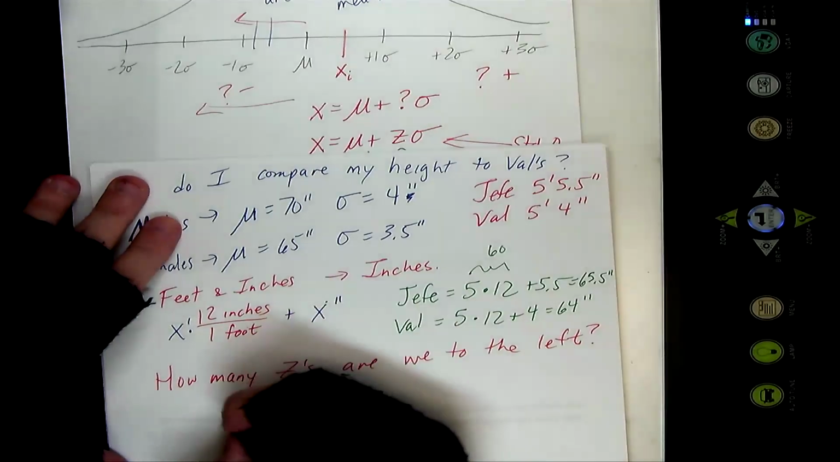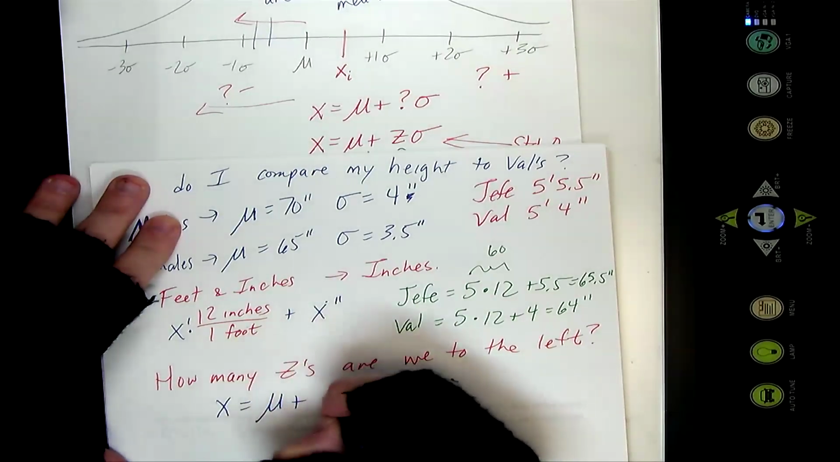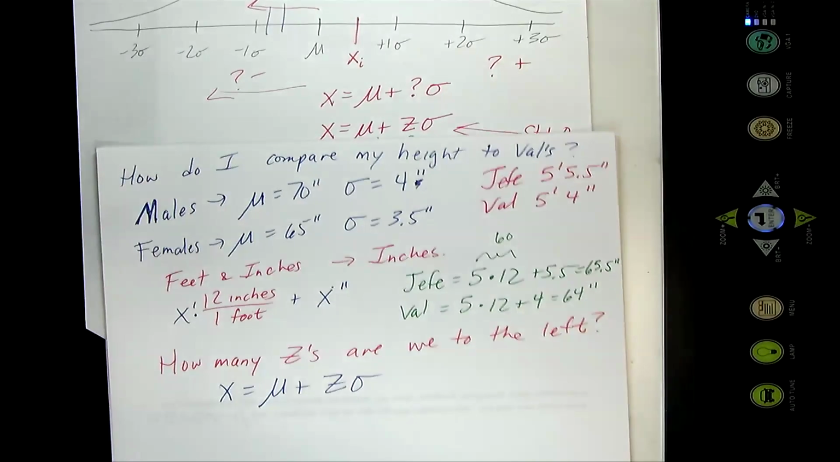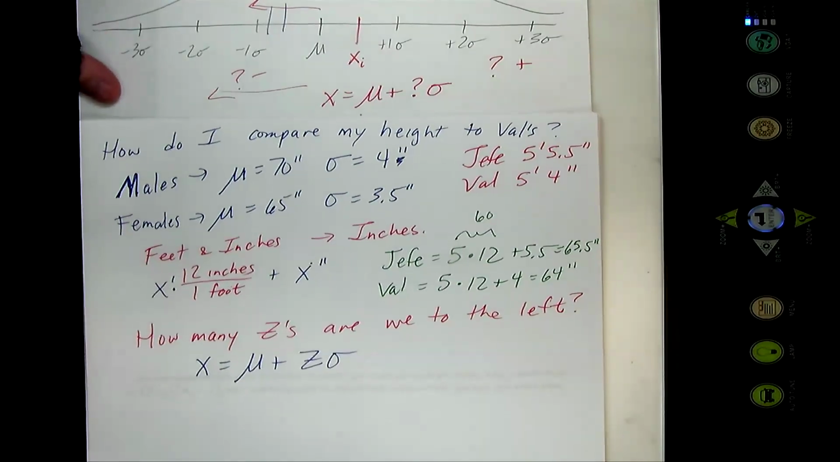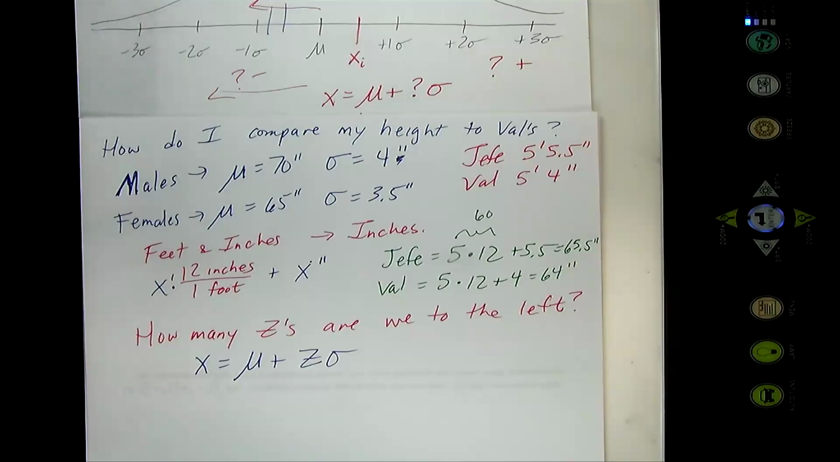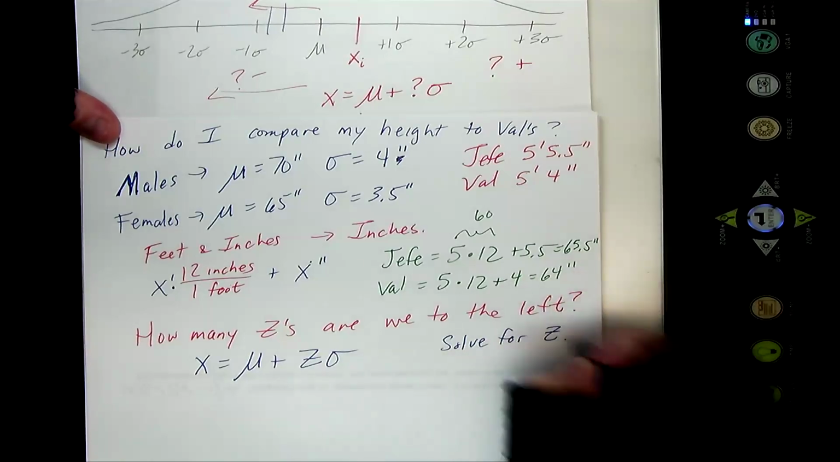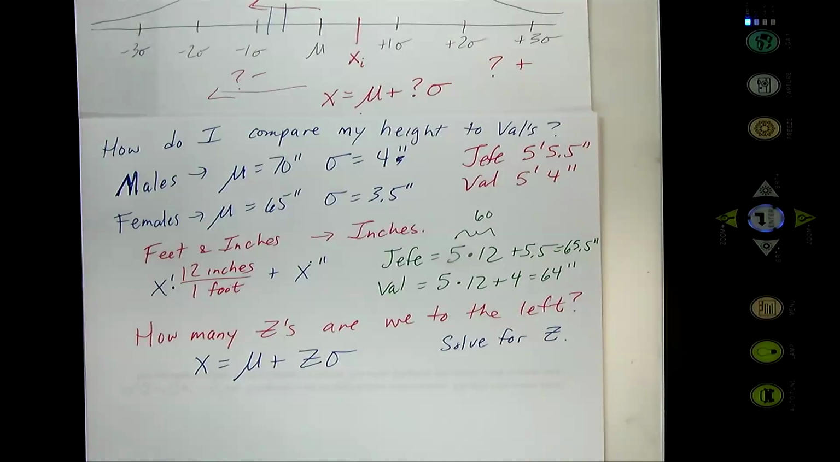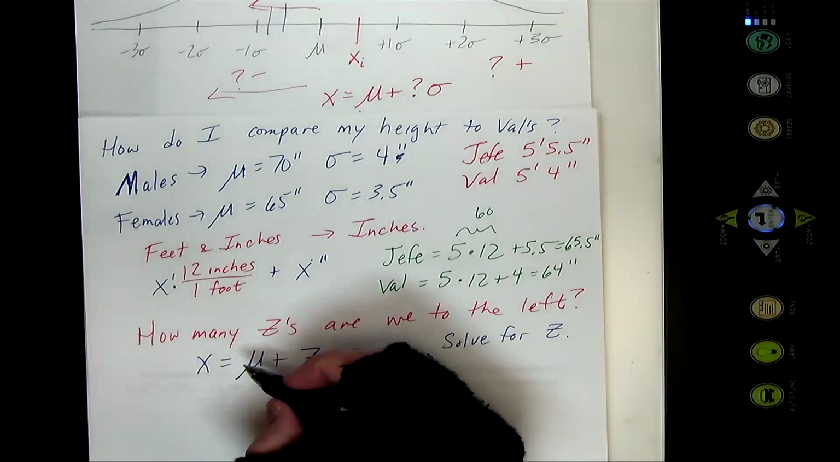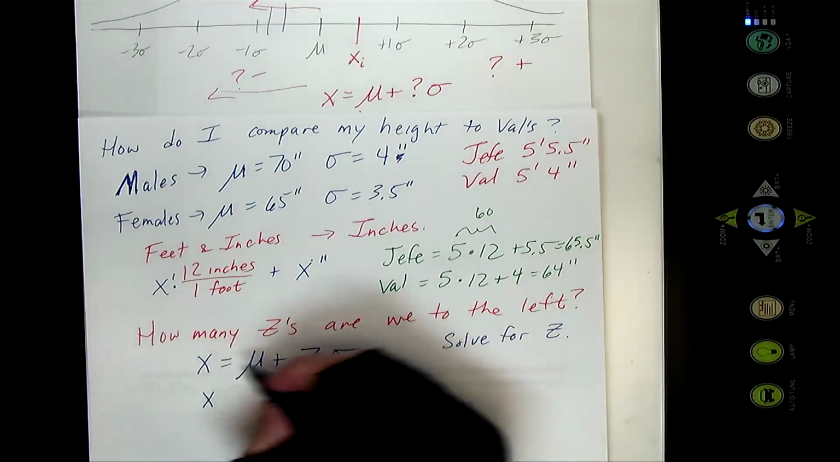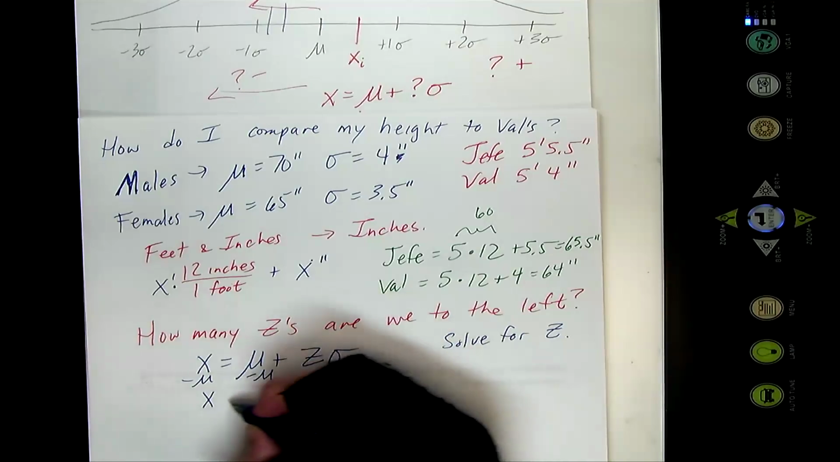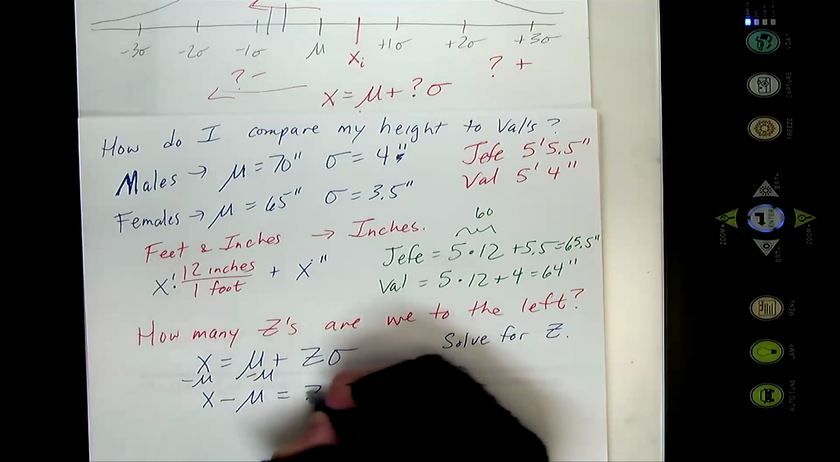So I'm gonna go up there, I'm gonna write down that formula we had, x equals mu plus z times sigma. And we're gonna solve for z. Now, if you don't like solving for z, you don't like doing algebra, you can just memorize the result. But what we do is we subtract mu from both sides. And we get x minus mu equals z times sigma.